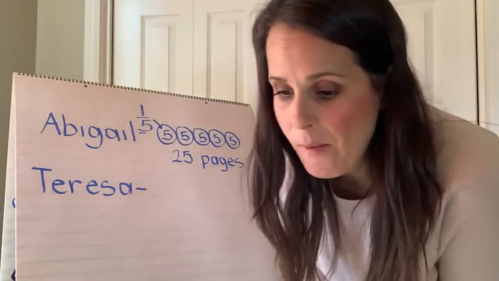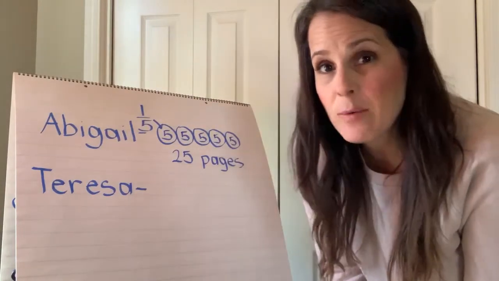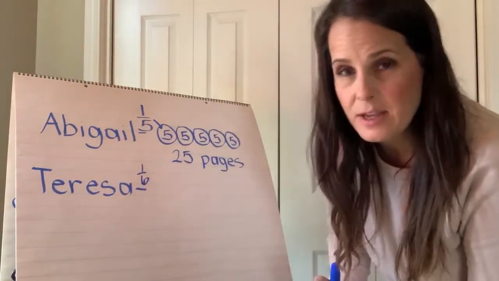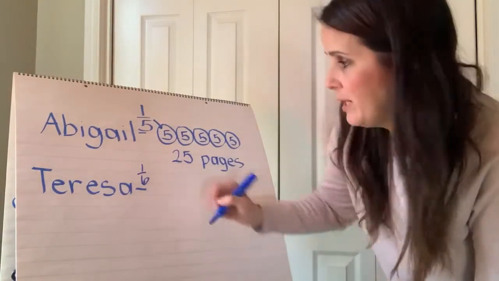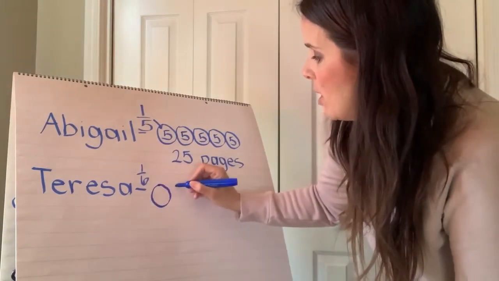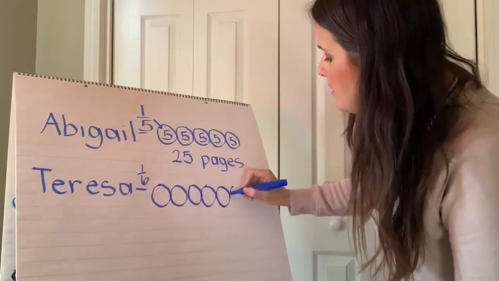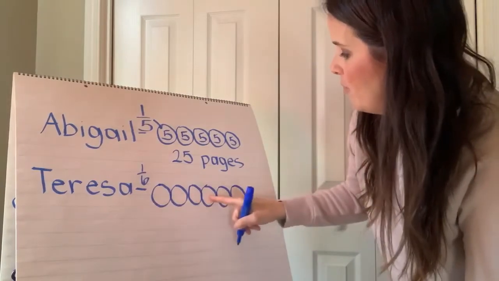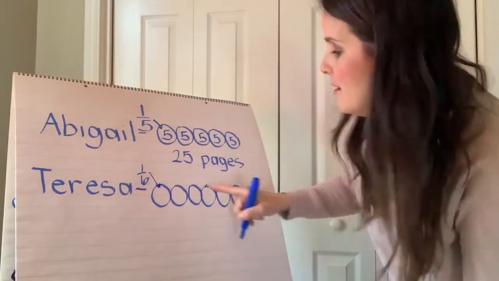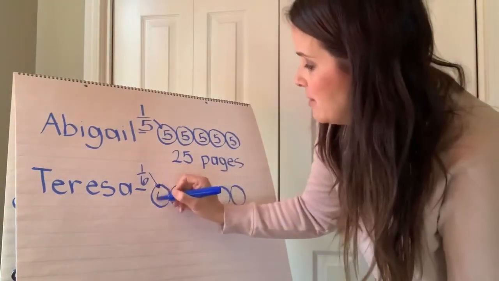So let's look at Teresa now. It says that Teresa read 1/6 of her book, and that was 6 pages. So Teresa gives us a different fraction, 1/6. Again, the denominator tells us how many equal parts we need. She read 1/6, so that means we have 6 equal parts. So I'm going to give her 6. 1/6, 1/6, 1/6, 1/6, 1/6, 1/6. 1, 2, 3, 4, 5, 6, right? So let's say this is the 1/6 that Teresa read. And it said she read 6 pages, so we'll put 6 pages in there.